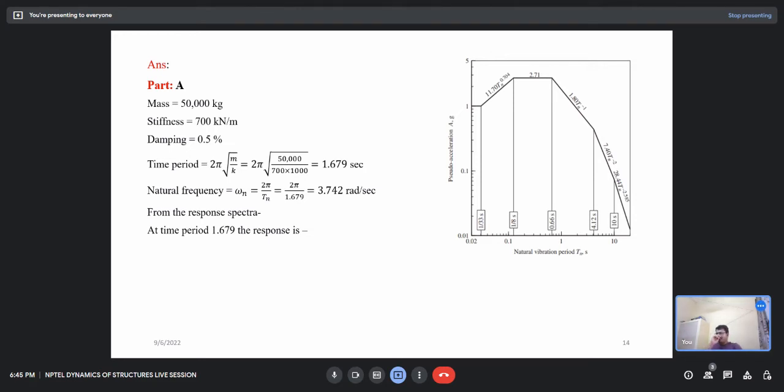At 1.69, from the graph. My time period falls in this range. From 0.66 onwards, the value is 1.8 times Tn to the power minus 1. Yes, so at the time period 1.69, the Sa by g value is 1.8 times Tn raised to the power minus 1. Okay, so Sa by g is given as 1.8 divided by Tn. What is your Tn? It is 1.679, and we get 1.07.